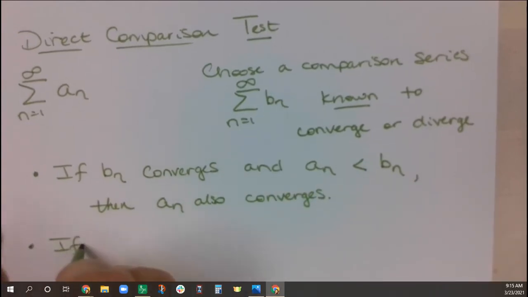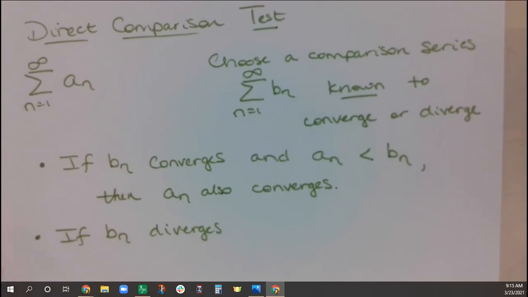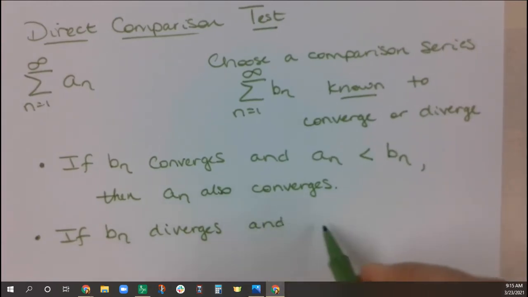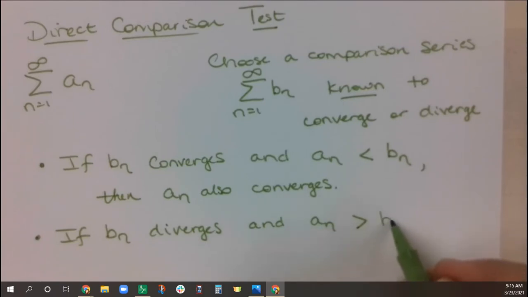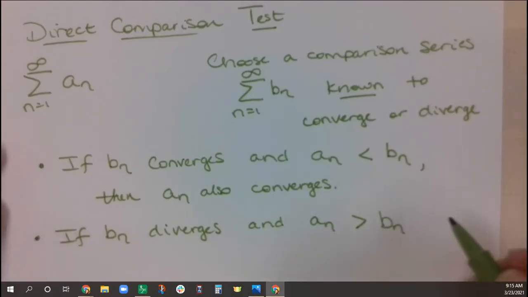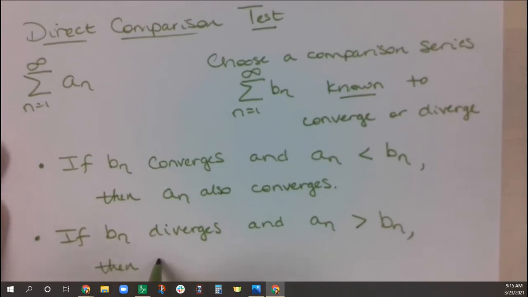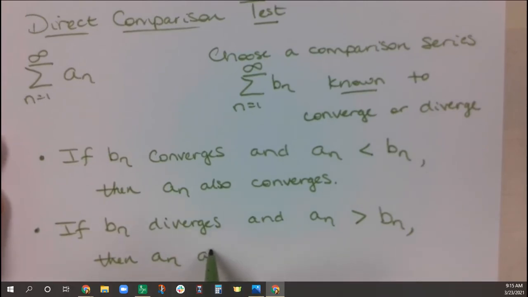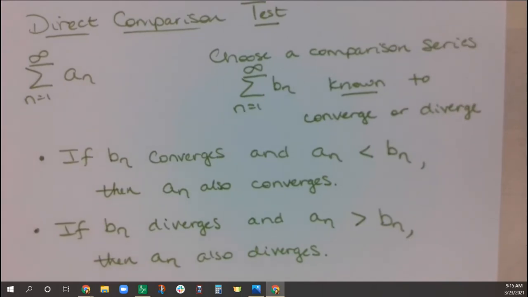And then the other possibility is that if B sub n diverges, in this case, maybe the terms are not approaching 0 or they are approaching 0 but too slowly, then if the terms of A sub n are greater than B sub n, which means it's further away from 0, it's approaching 0 even more slowly, then A sub n also diverges. And so that's our direct comparison test. Let's look at a couple examples.